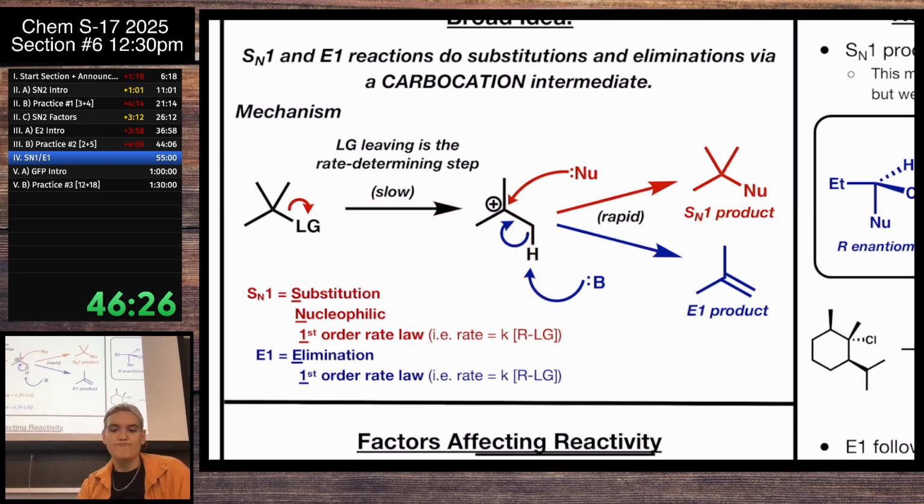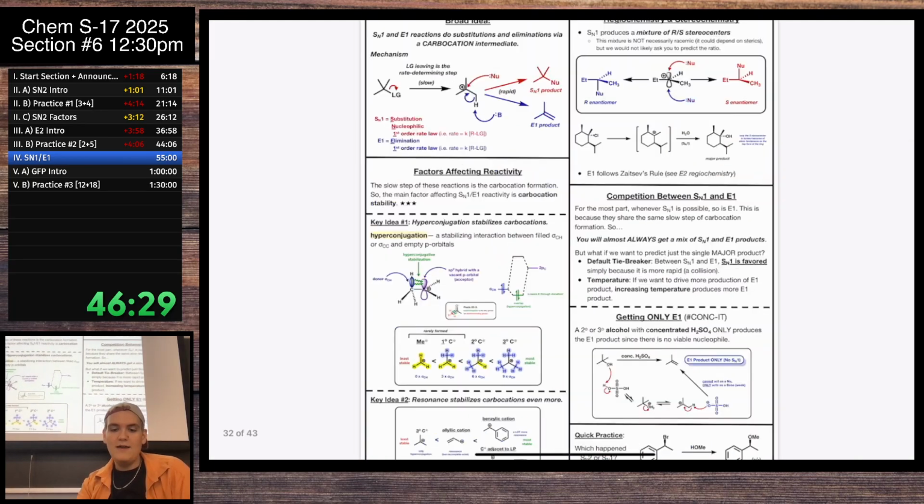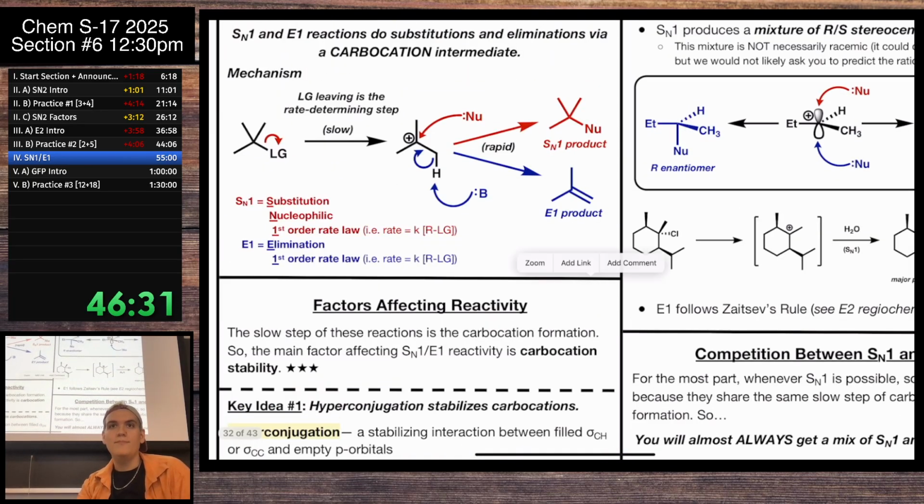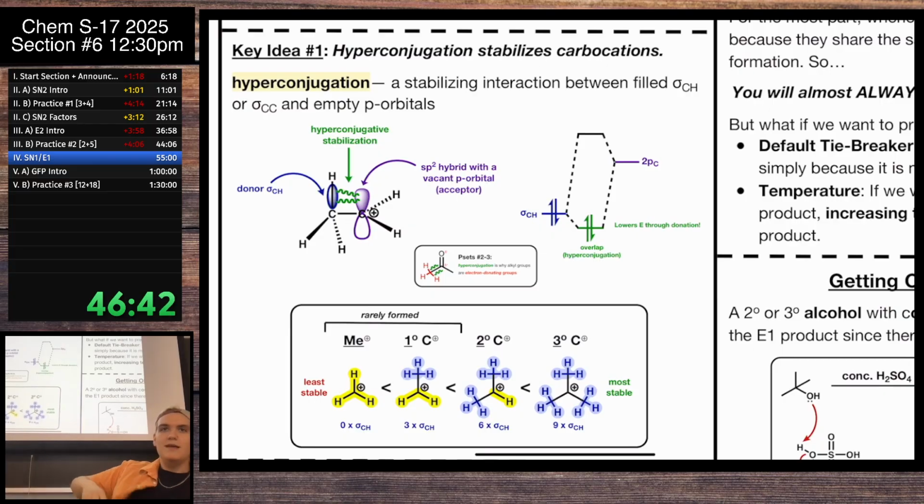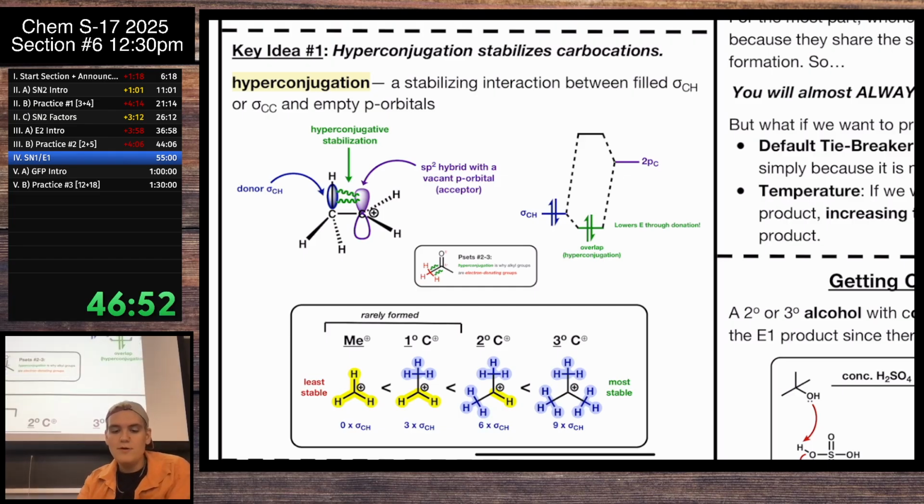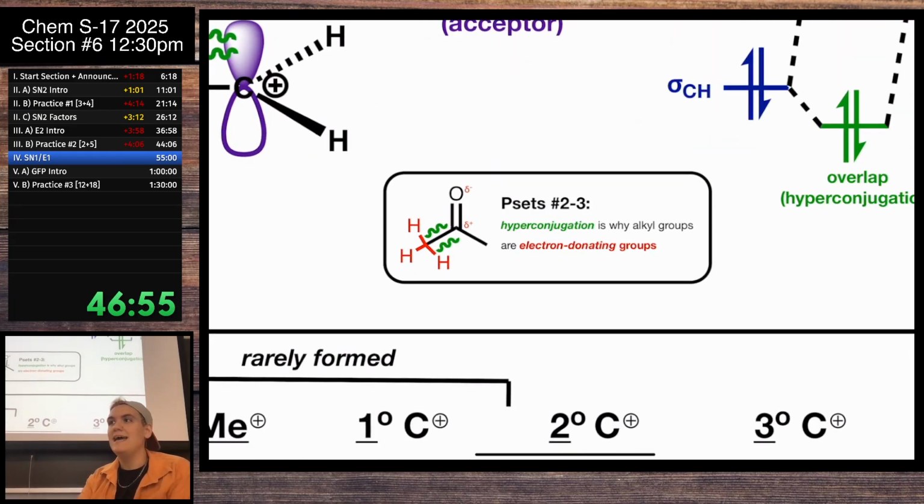Okay, so if the leaving group leaving is the slow step, the thing that determines how favorable these reactions are is really the carbocation stability. So this is where I get less chemical and I have some metaphors that I think work really well for thinking about hyperconjugation. Do you remember on problem sets 2 and 3, we just said in some of the answers that alkyl groups are electron donating, and we did not explain it? Does that seem familiar?